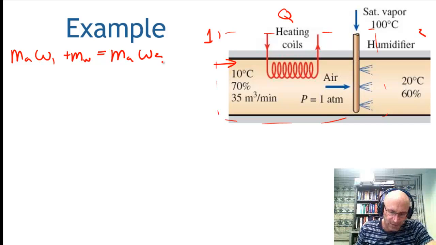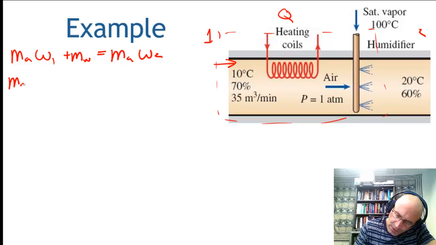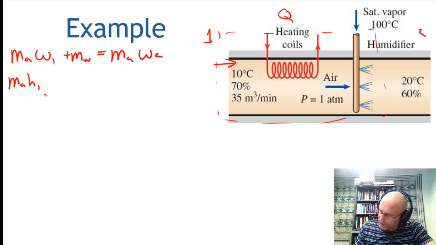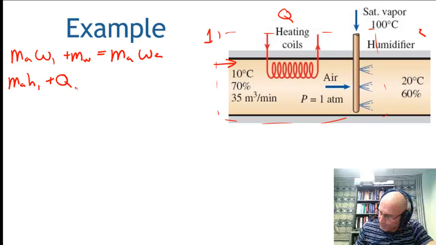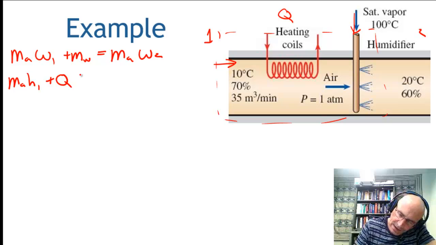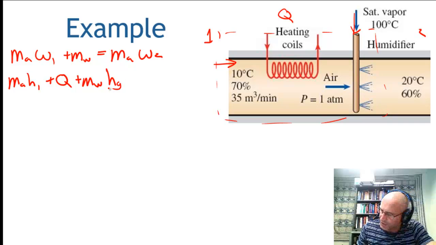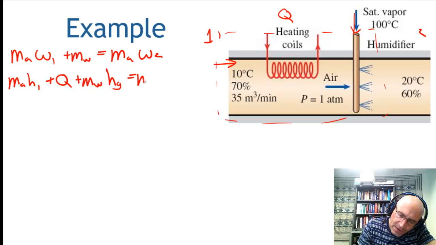And now let's look at the energy balance. In the energy balance, mass flow rate of air times H1 is going in. The other thing I have, I'm heating it. So there's my Q value that's coming in. And then we're also going in with that flow rate of water, mass flow rate of water times its enthalpy. It's saturated vapor at 100 degrees, so I'm going to call that H sub G. We'll look that value up just off of the saturation table. And then the only thing that's leaving is the mass flow rate of air times H2.